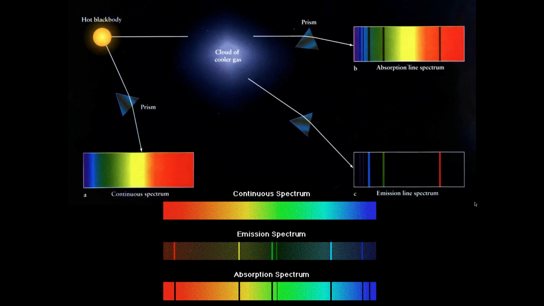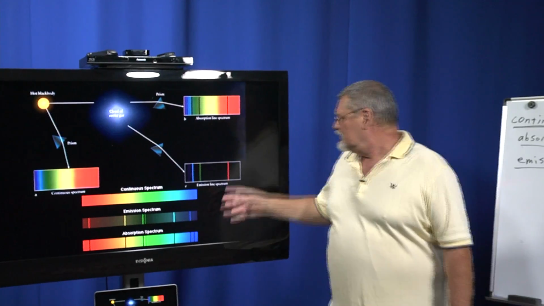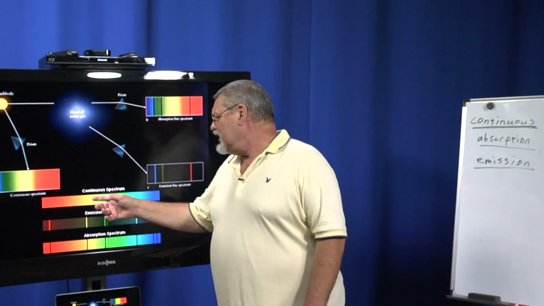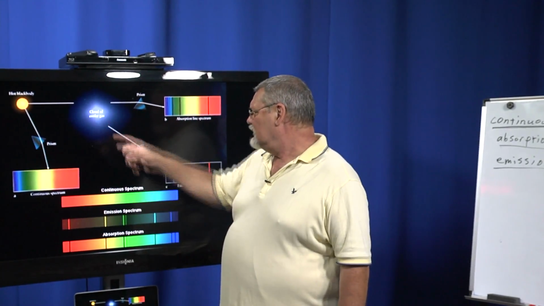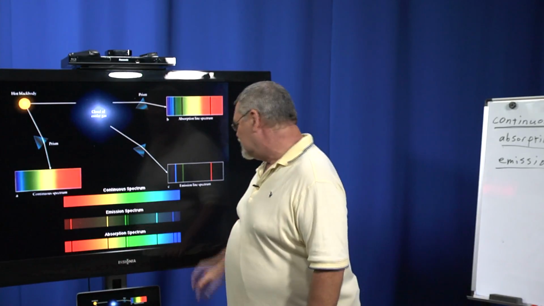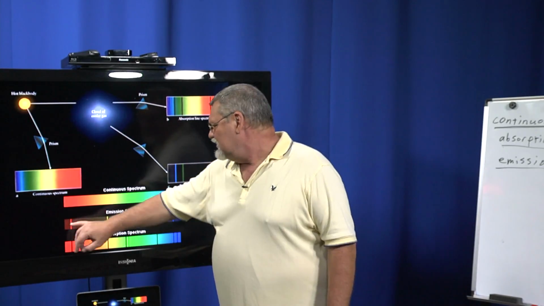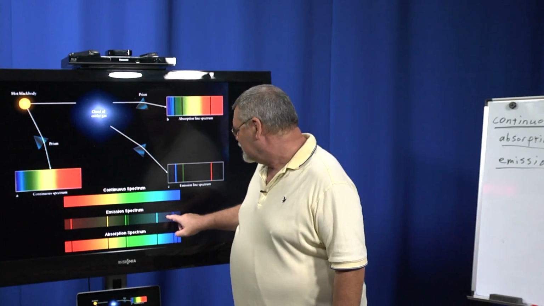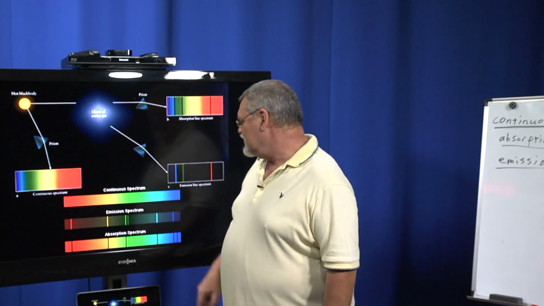Or we can look at just the very hot gas. If it's very hot gas, we look at that, and it is emitting lines in those specific frequencies that tell us what it's made of. Now down here they have a representative of a spectrum we might see. Here's a continuous spectrum. Here's the absorption spectrum. I want to point this out. Here's the emission spectrum, and you can see that there's some colors in between here.